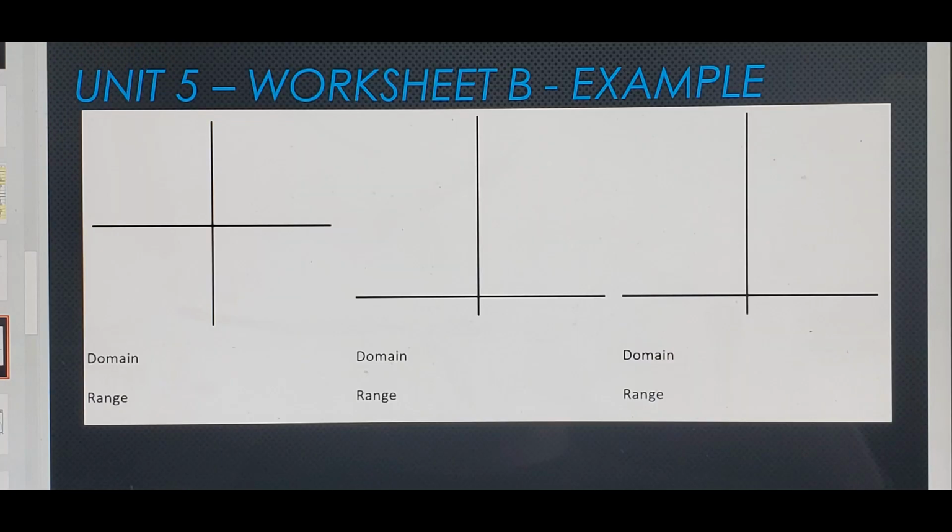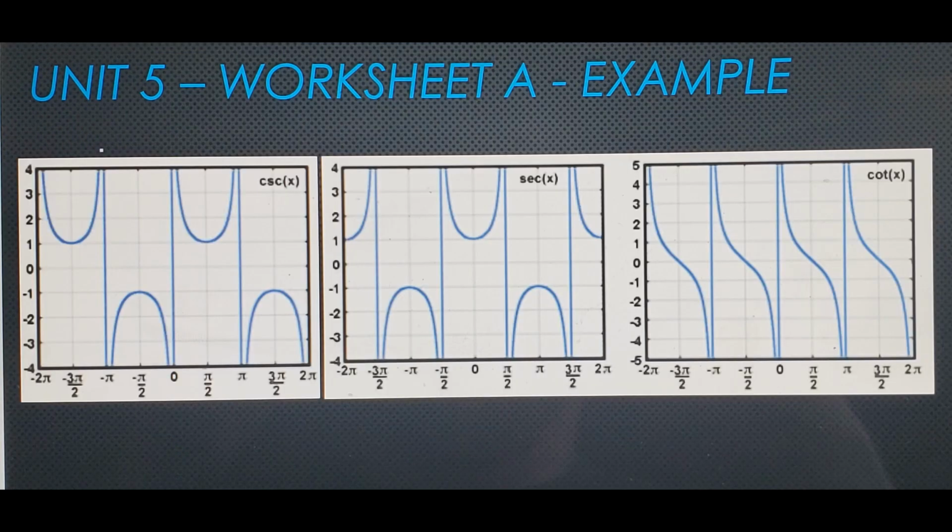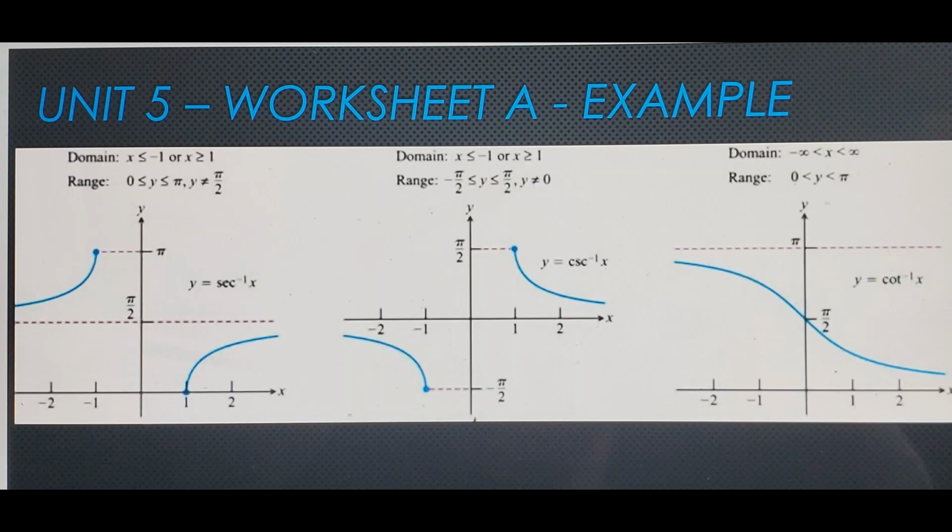Once again, we have 3 graphs. So this is a normal cosecant, secant, and cotangent. So to plot the inverse versions of these, where we restrict the domain and range, we get these. Now, go ahead and copy these down because I think that's useful.